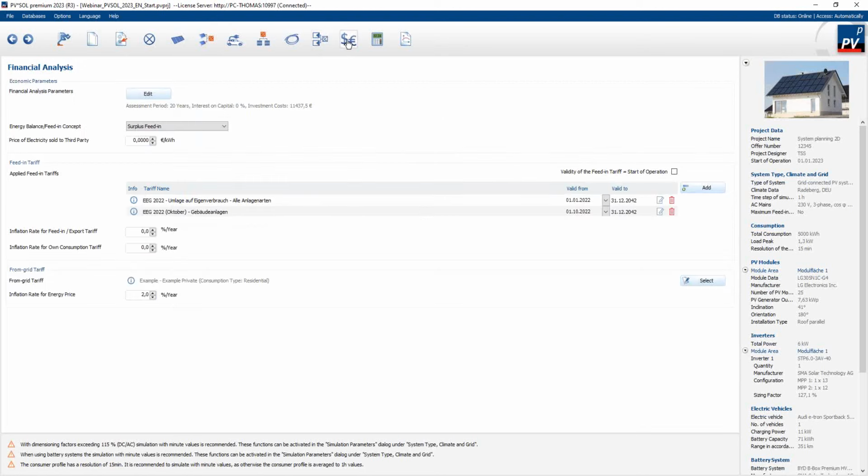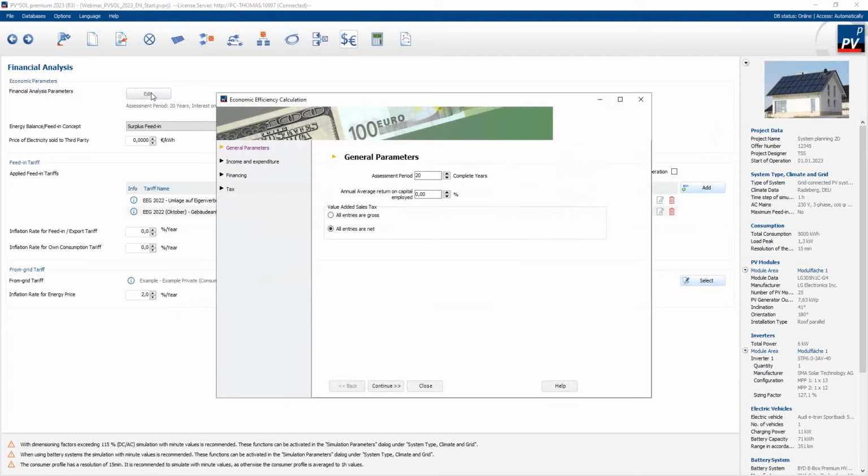Okay, so that's it for the list and the plans. And now we come to the financial analysis. In the upper part, we have to define the costs of the system. And then in the lower part, we hopefully have some income, which also has to be defined. To enter the costs and the assessment period, we have to click the Edit button.